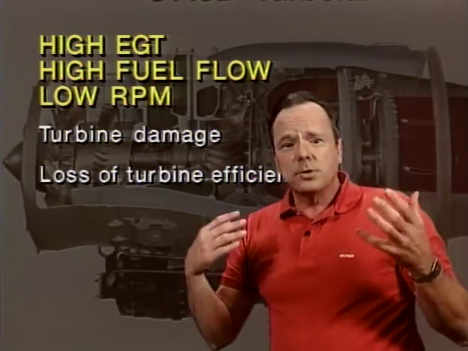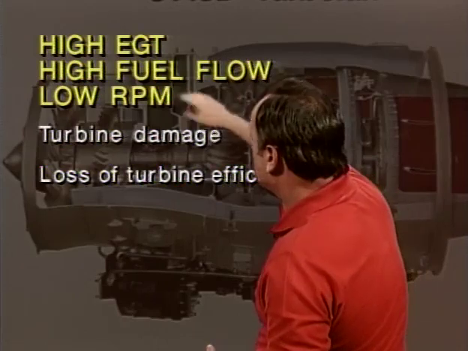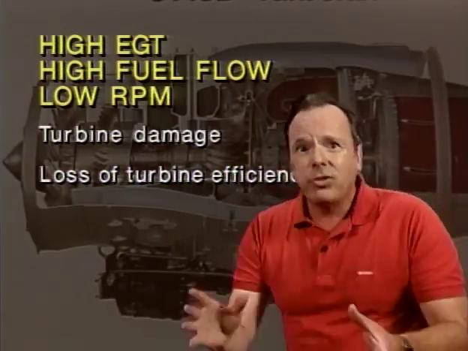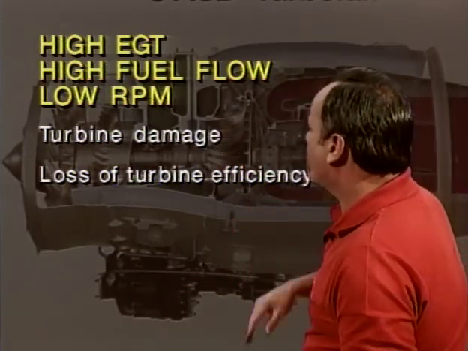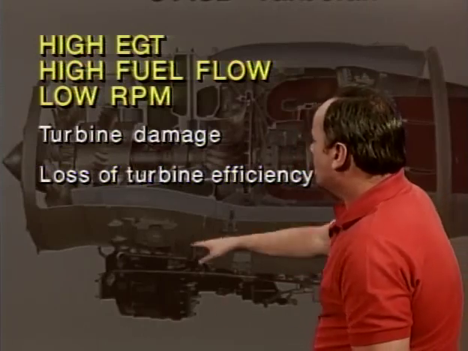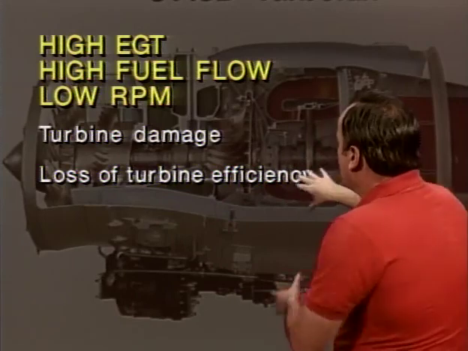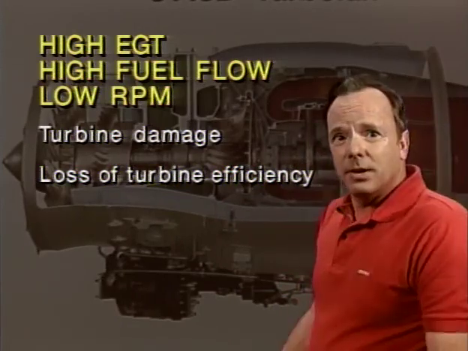Now let's assume a gas turbine engine has a high exhaust gas temperature. Let's assume it also has high fuel flow and it has low RPM. So high exhaust gas temperature, high fuel flow, low RPM. What would cause that? One thing that could cause that is turbine damage. Something is wrong with the turbine blades or some other cause of loss of turbine efficiency. Some reason or the other, this turbine section may not be as efficient as it should be. One of the reasons would be turbine damage.